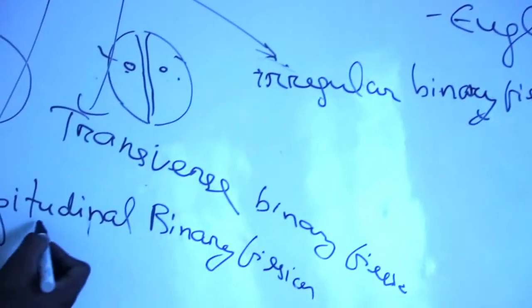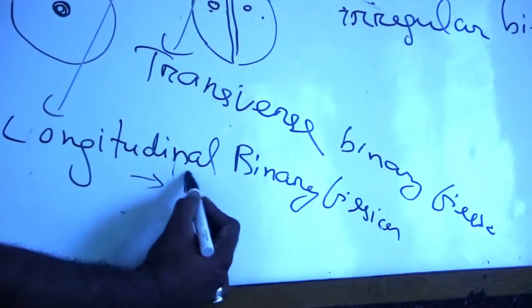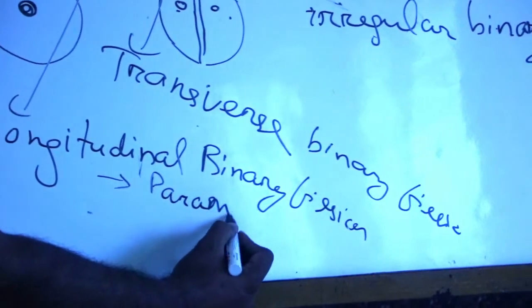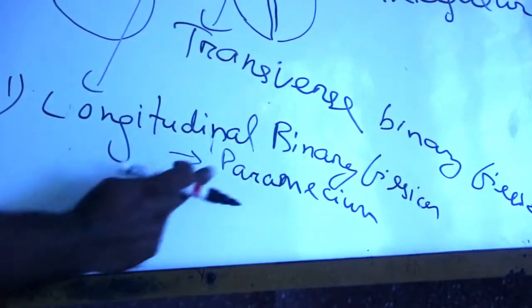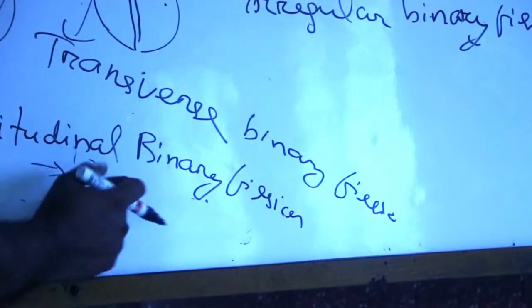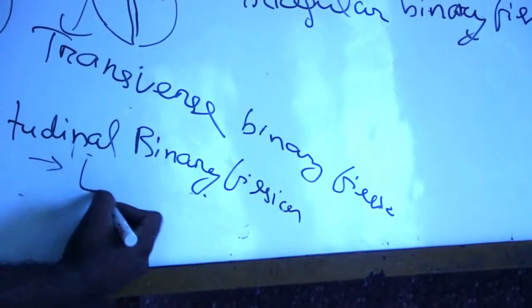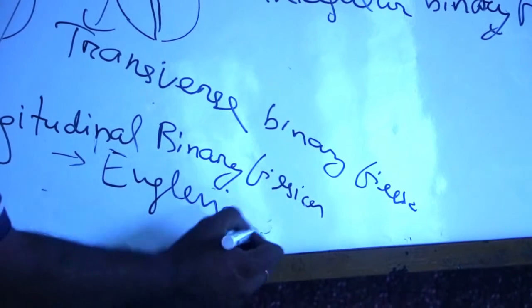Longitudinal binary fission is found in the case of paramecium. In case of paramecium, longitudinal binary fission is found in Euglena. Euglena.